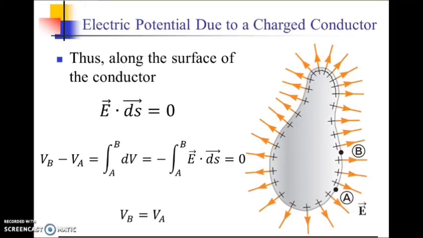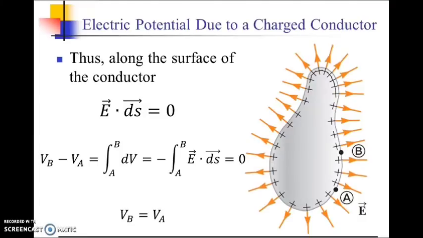The consequence of that is that if you choose any 2 points on the surface of the conductor, like A and B, as shown in the figure here, and you find the electric potential difference between these 2 points, that is VB minus VA, which is equal to the integral of dV from A to B, which in turn is equal to the integral of minus E dot ds. We've already seen this formula before. Because E dot ds everywhere on the surface is equal to 0, the whole integral is equal to 0. This means that VB minus VA is equal to 0, and so VB is equal to VA.